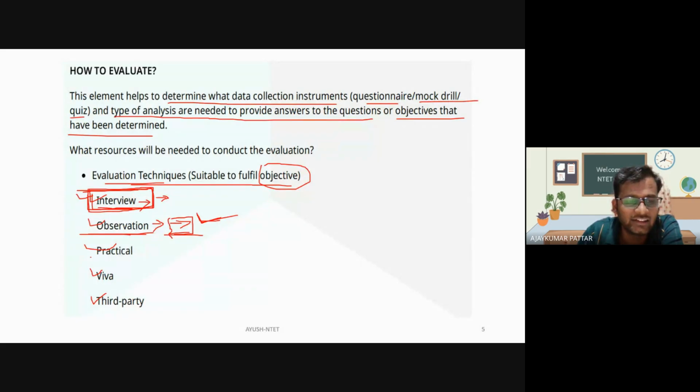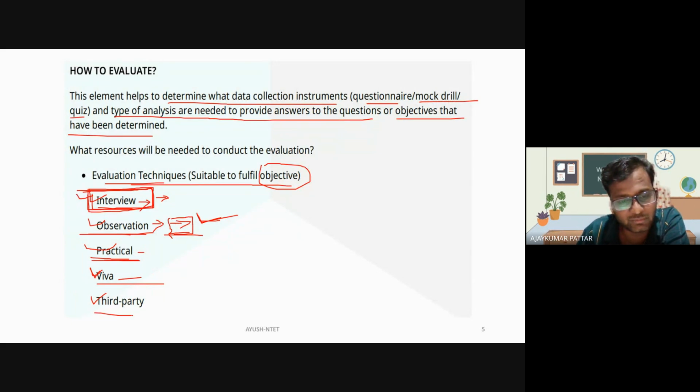Then practical. In practical, you have to do things practically, for example, preparing the slides. Everything of that type we can evaluate based on the objective. You can also choose the practical examination, viva. So viva is also one of the methods of evaluation. In viva we will ask around 5 to 10 questions, and we will evaluate the outcomes or knowledge of the student.